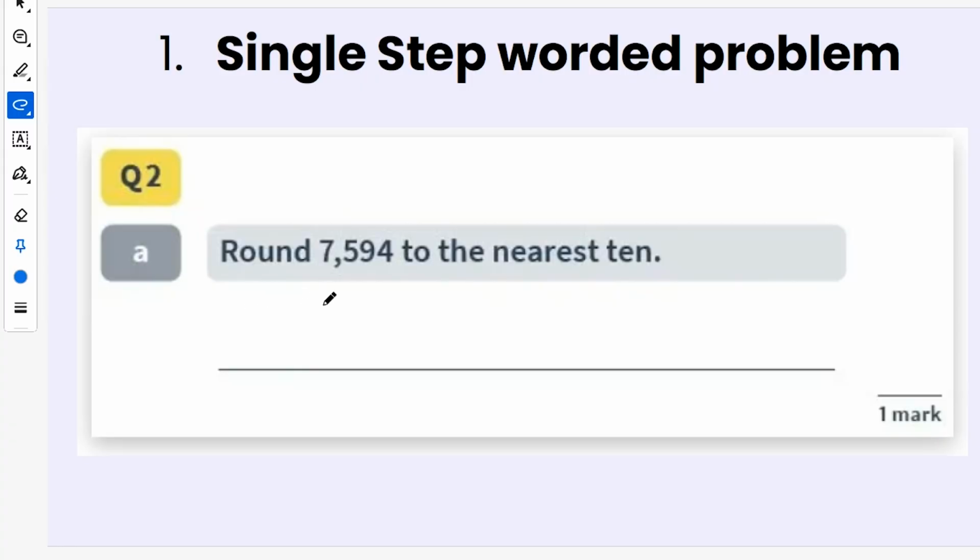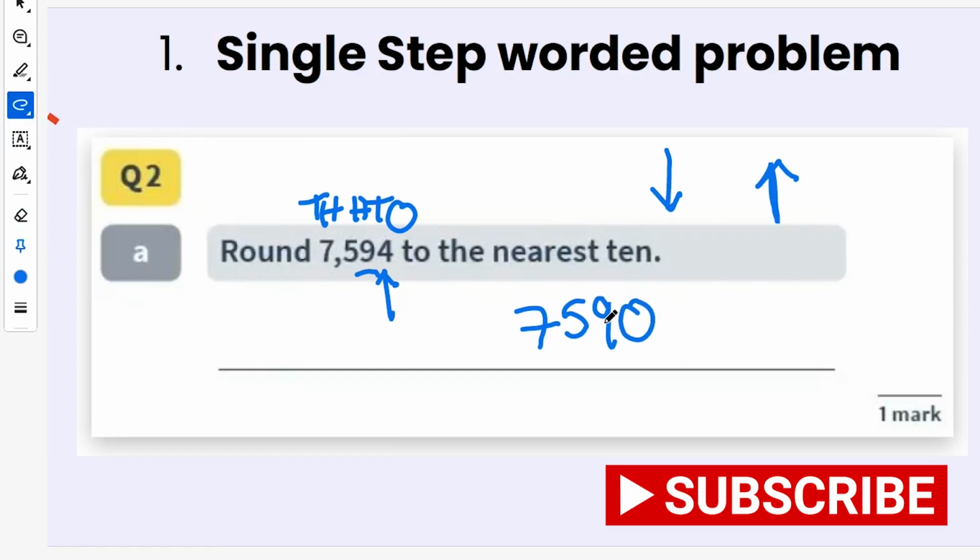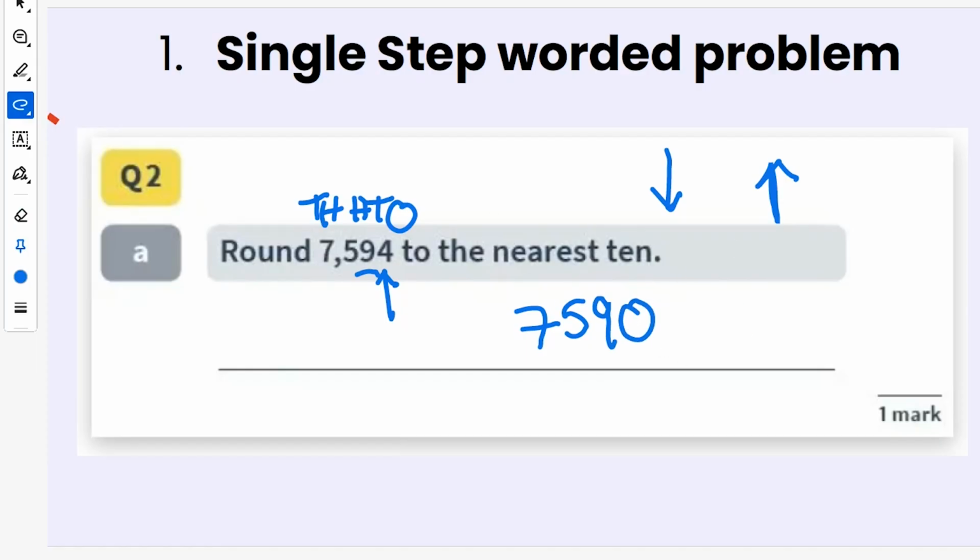Here's another one. Round 7,594 to the nearest 10. So straight away, I'm looking to round the number to the nearest 10. The number is 9 in the tens column, but whenever I'm rounding, I look at the number next door, the 4. And the rule is 1, 2, 3, 4, round down to the floor. 5, 6, 7, 8, 9, we round up to the next 10 on the number line. So this number here is 4, so we're going to be rounding this number down. So 4 here in the ones means we're going to round the tens down. So 7,590 would be our final answer here. But again, only one step. It's a single step worded problem. So that's the first type of reasoning question that they may have to tackle and understand.